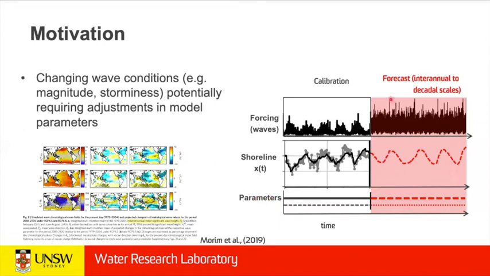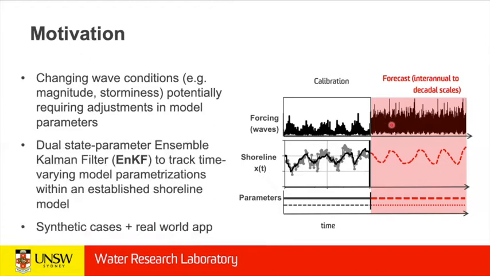To correctly predict shoreline change, inspired by recent studies in the field of hydrology, we're going to apply a data assimilation technique called the dual state parameter ensemble Kalman filter to track the time varying model parametrizations within an established shoreline model. First we're going to apply the technique to synthetic cases to test the capabilities of the method, and then we're going to apply it to a real world scenario.